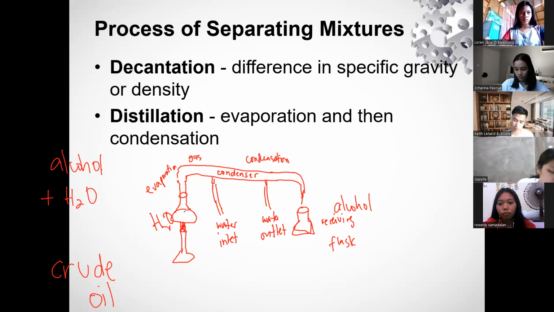What are they doing? The crude oil, class, wait a moment. Oh, there's a chat. Yeah, oil refining. Perfume manufacturing also involves the distillation process.